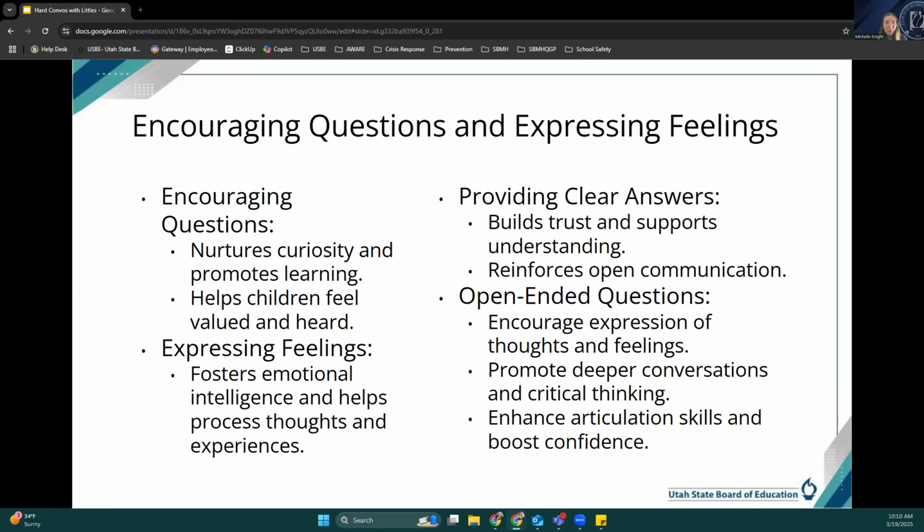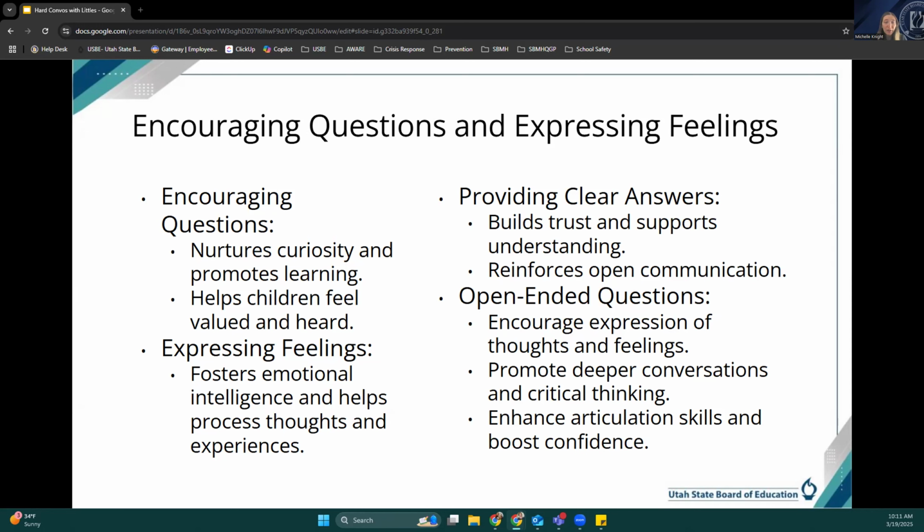Encouraging children to ask questions also nurtures their curiosity and helps them feel valued. Allowing them to express their feelings fosters emotional intelligence and helps them process their thoughts. Providing clear answers builds trust and supports understanding. Open-ended questions promote deeper conversations, critical thinking, and enhance articulation skills, boosting their confidence.